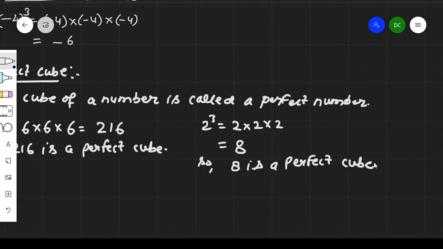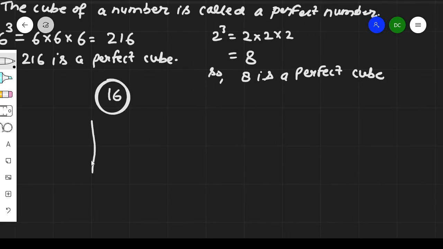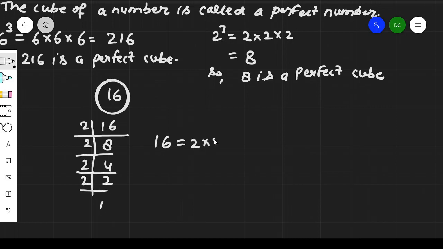Let us check whether 16 is a perfect cube or not. Very simply, let us do the prime factorization of 16. 2 8s are 16, 2 4s are 8, 2 2s are 4 and 2 1s are 2. As we can see, 16 is equal to 2 multiplied by 2 multiplied by 2 multiplied by 2. So we get the triplet of 2 once, and after that one 2 is remaining. So 16 is not a perfect cube.